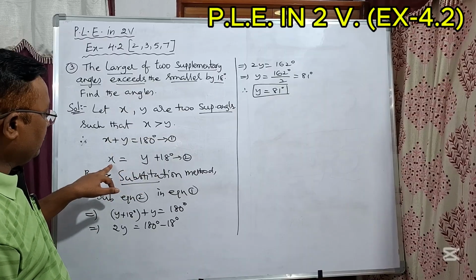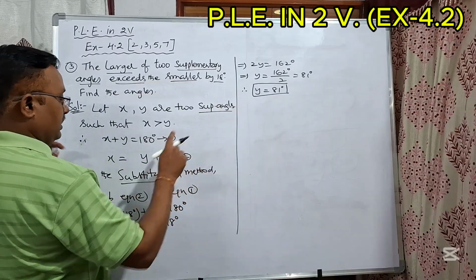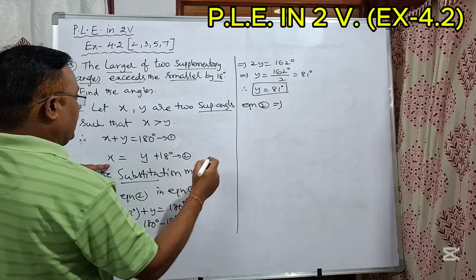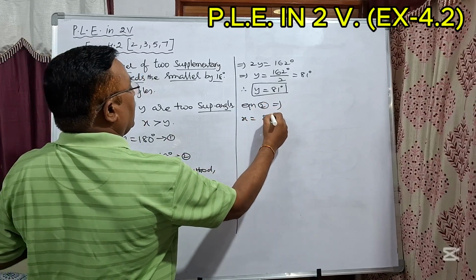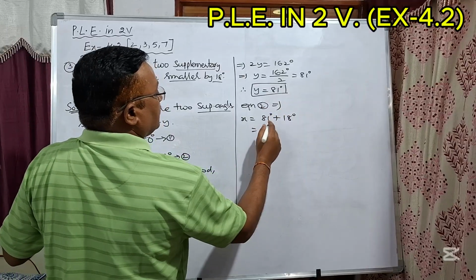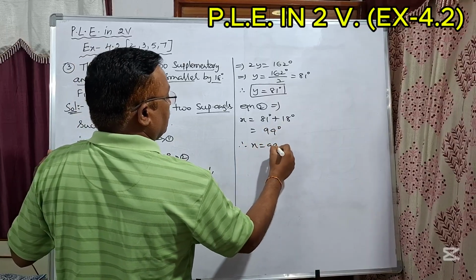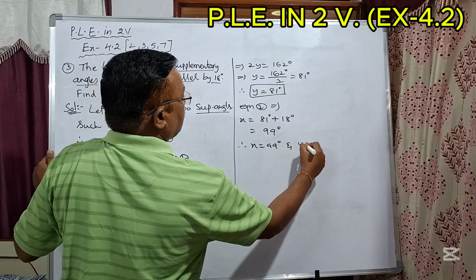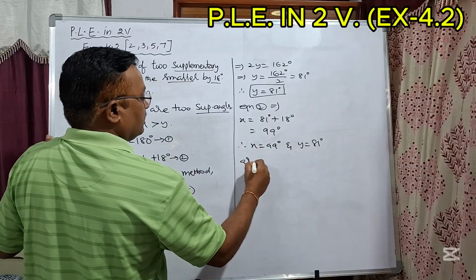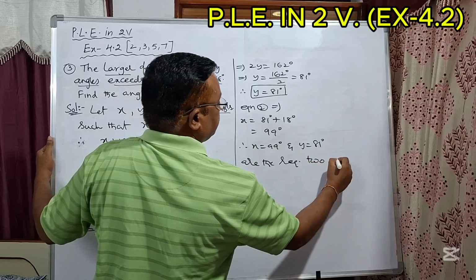But already in equation 2, x depends on y only, right? We got y only. So substitute this. So equation 2 implies x is equal to y plus 18 degrees, that is equal to 99 degrees. Therefore, x equal to 99 degrees and y equal to 81 degrees. Okay? Those are the required two angles.